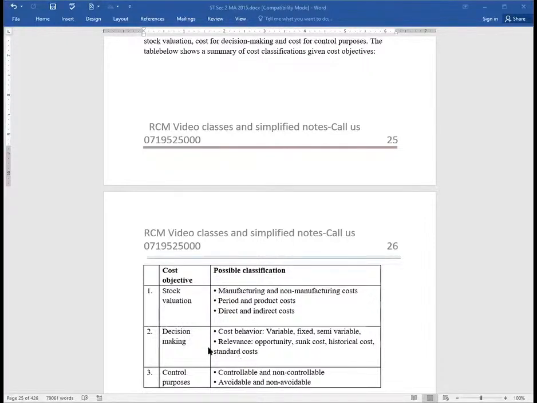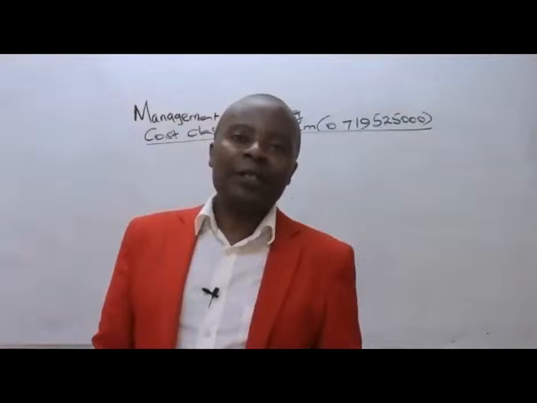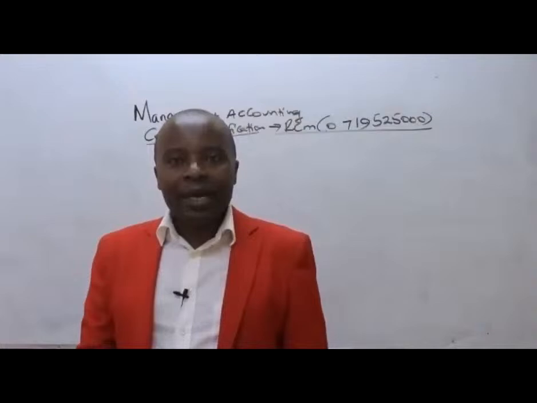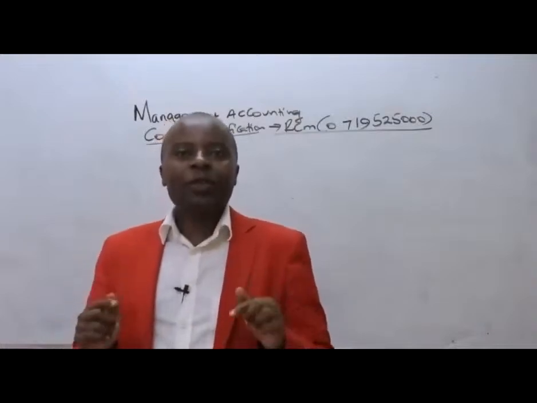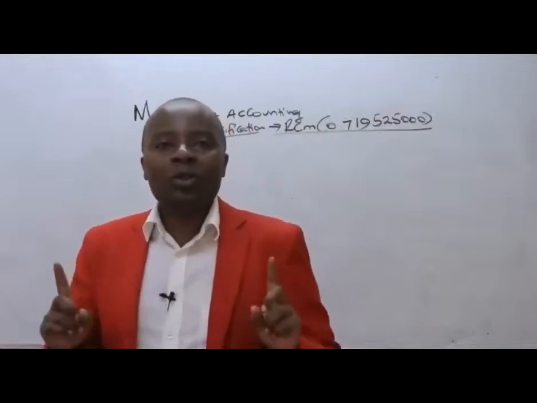Then we have a cost objective. Our cost is to control. If it is to control, then we shall be having our cost classifications being controllable and non-controllable, and as we shall be seeing, controllable costs are those costs that are at arm's length of management. So the management has a say over them. The management must authorize, so they are in authority. They are able to influence controllable costs.